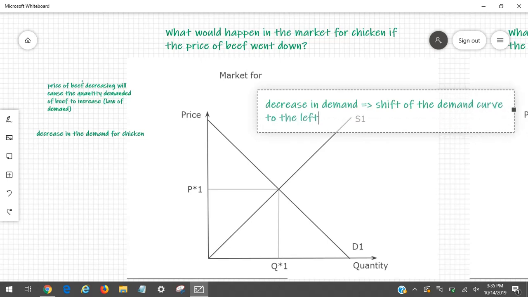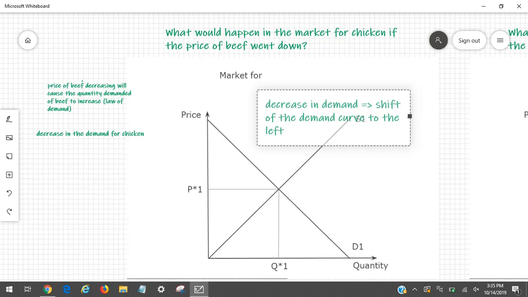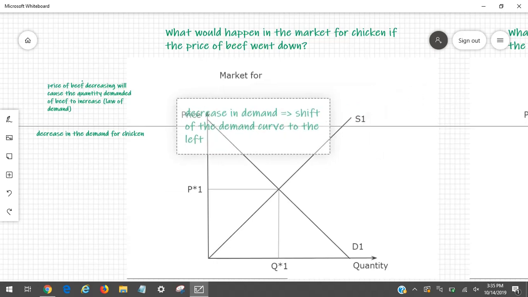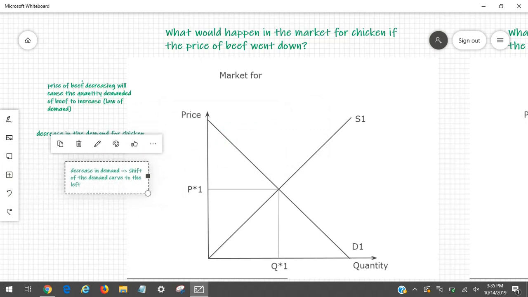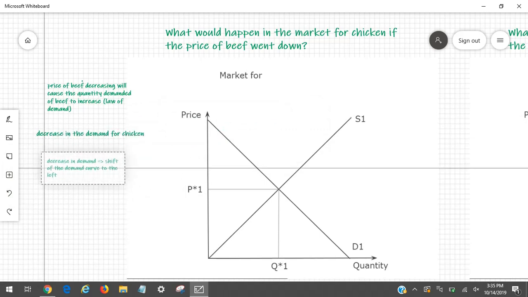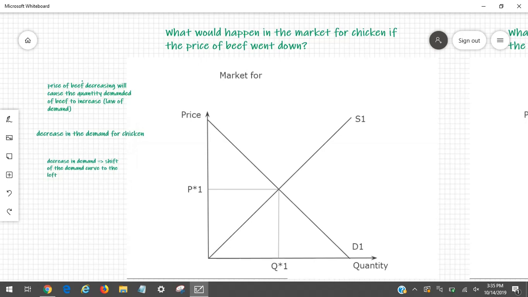You always want to think about shifts of supply and demand curves in terms of shifting to the left or to the right, not up or down. So you never want to say a decrease in demand causes a shift downward. It always causes a shift leftward. So a decrease in demand shifts the demand curve to the left. An increase in supply shifts the curve to the right. Okay, so in this particular example, we are going to be shifting our demand curve for chicken to the left.